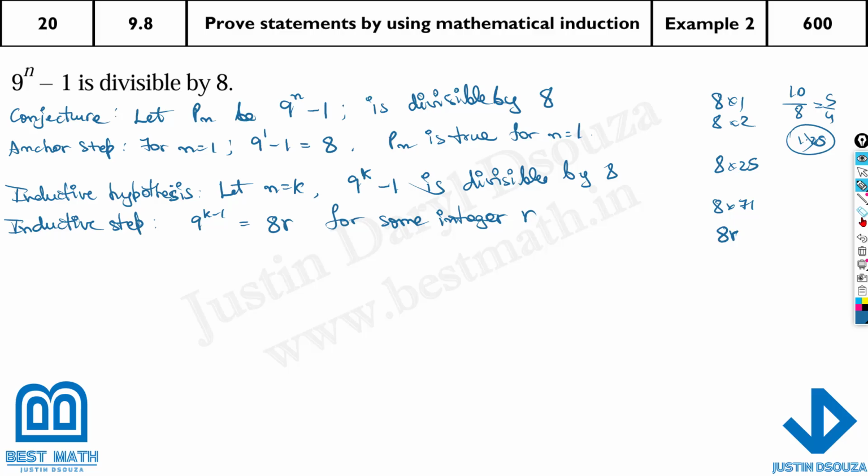9 to the power k, and I've written it wrong, I just realized it now. It's 9 to the power k minus 1. Okay, it's not the power, it's separated. It is equal to 8 times r, where r is some integer. That means this is divisible by 8, for whatever r, but r must be an integer, then it's divisible. Now then, if I show that 9 to the power k plus 1 minus 1 is divisible by 8, then it's proved, right?